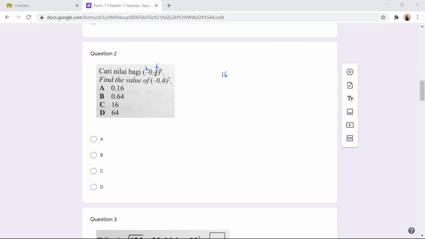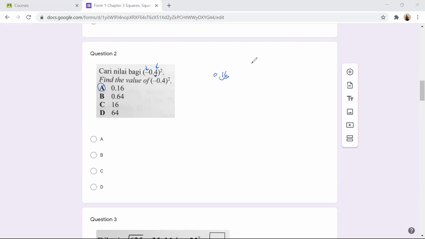And then with this 1 decimal place, after we square it, it will become 2 decimal places. So we will have 1, 2. This is where we should place our decimal point. So the answer is 0.16. So A will be the choice of the answer.